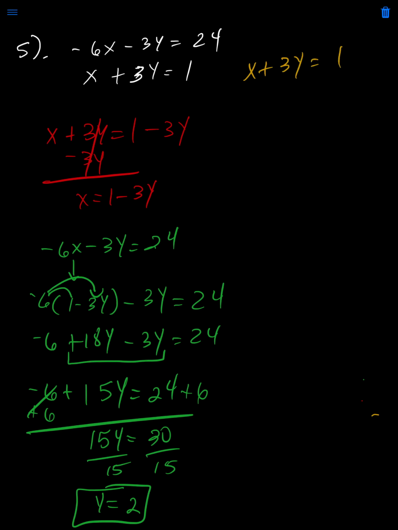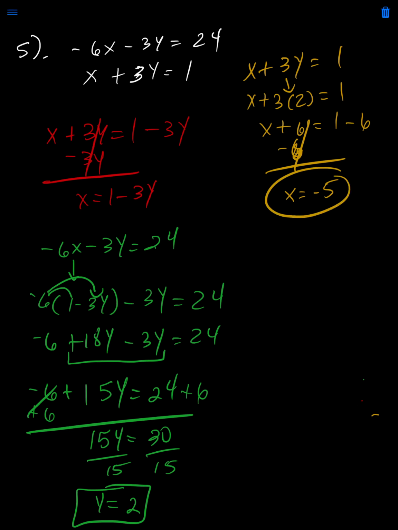So since y equals 2, I'm going to take this first one here, x plus 3y equals 1. I'm going to replace the y with 2, so we have x plus 3 times 2 equals 1, so it becomes x plus 6 equals 1. Subtract 6 on both sides. So x equals negative 5. So my solution for number 5 ends up being negative 5, 2. So hopefully that helps you out with that. Let me close this out. Then we got number 6 here.